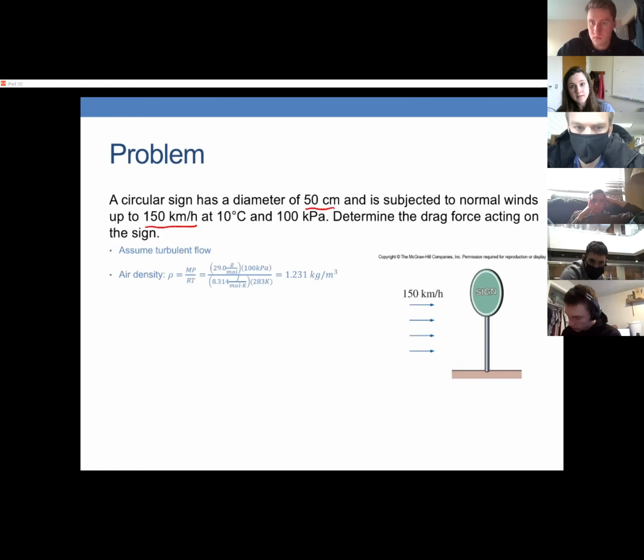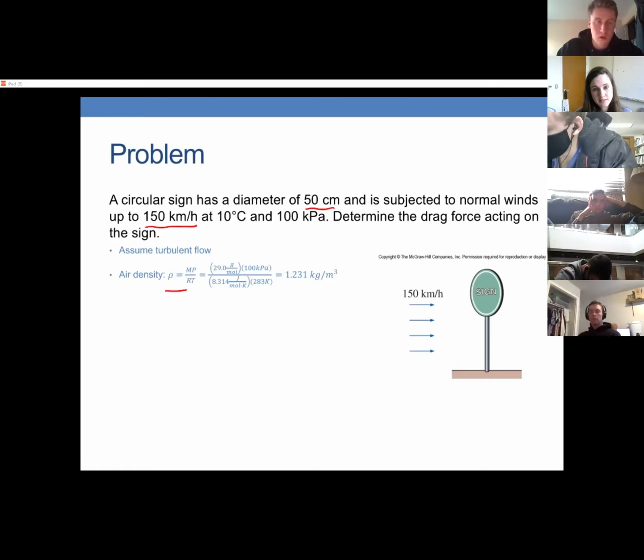All right. As it is, I'm just going to assume turbulent flow. I still need the density, so I just used the ideal gas law to get the density. This temperature, it's slightly higher than it would be at like 20 C. All right, so what do you do next?